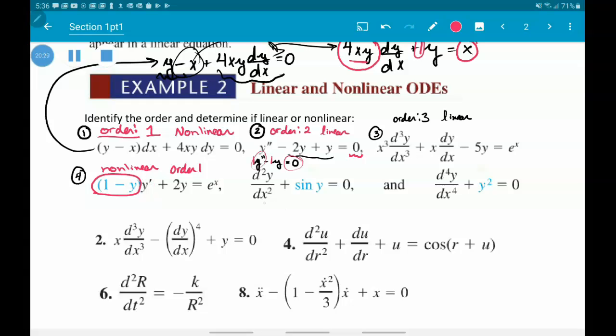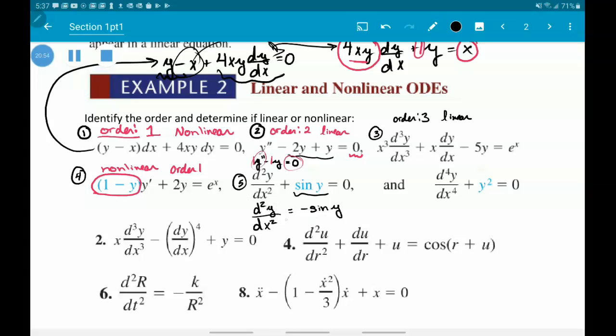If we look at that second one, we have d squared y over dx squared plus sine of y is equal to 0. This isn't quite in proper form, but we already see there's an issue. I would move this term to the other side so we have negative sine of y. Now we're in proper form. We have all the y stuff on the left.